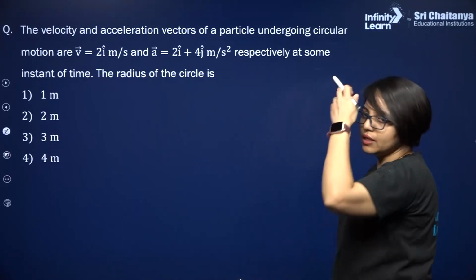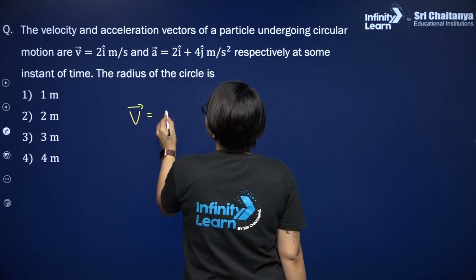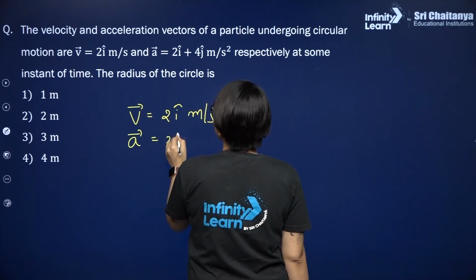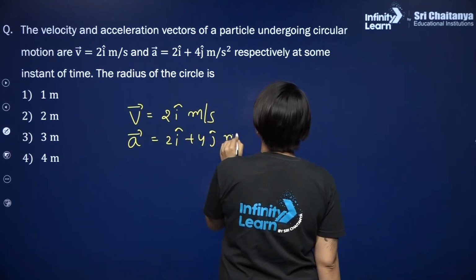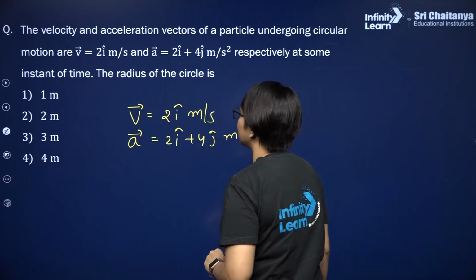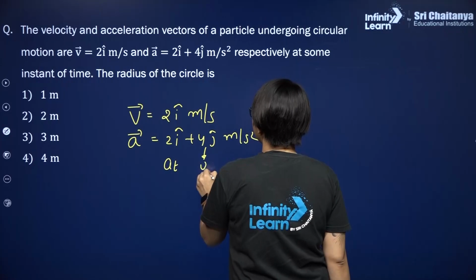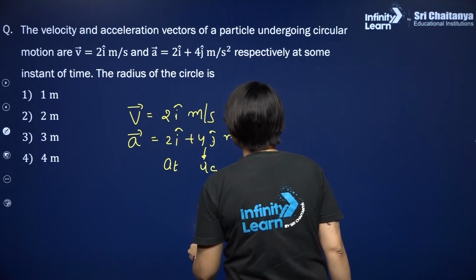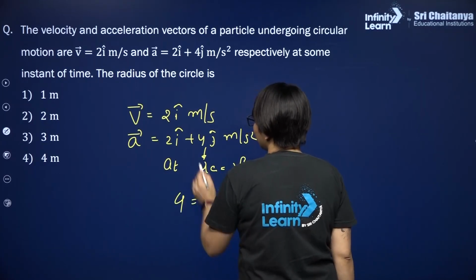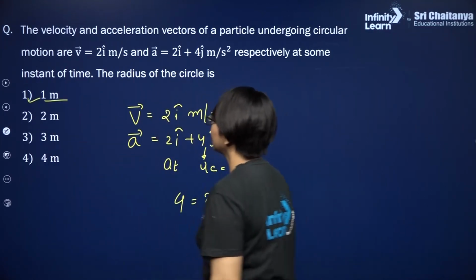Next is this one, the velocity and acceleration of a particle undergoing circular motion are 2 i cap meter per second and a is 2 i cap plus 4 j cap meter per second square respectively. What is radius of the circle? So velocity and centripetal acceleration are perpendicular. That means this is tangential and this is centripetal. i and j are perpendicular. So centripetal acceleration is v square upon r. That is 4, v square is 2 into 2 divided by r. So r will be 1 meter over here.